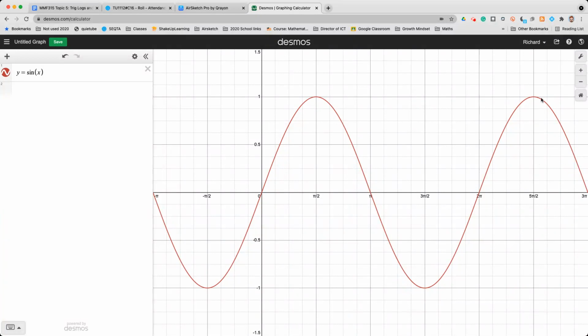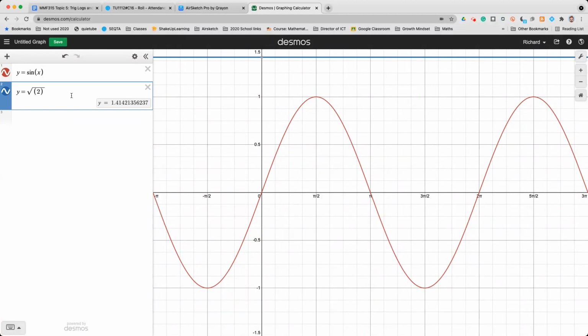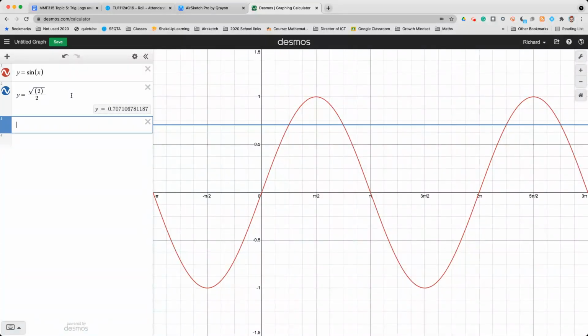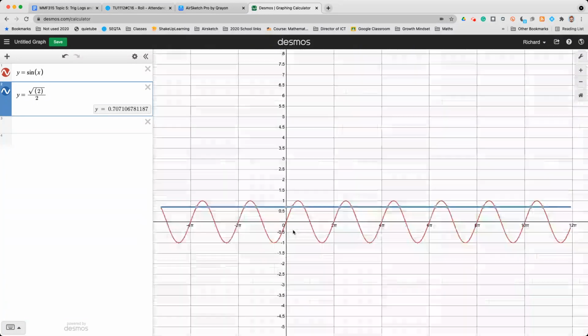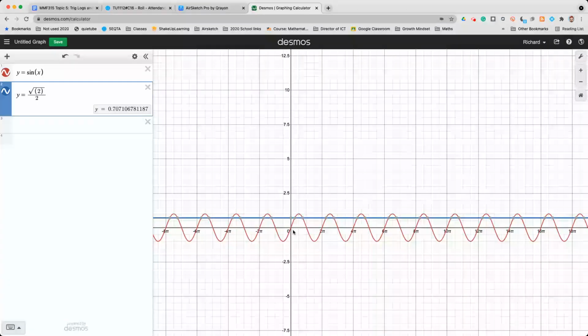So how many solutions are there? Well, in order to work out the solutions, I can put in another line, and my new line is going to be the right-hand side, which is root 2 on 2. So I'm going to go square root 2 divided by 2. And this blue line, where it intersects with the graph, the points of intersection, are possible solutions for this equation. The problem is there's infinite solutions, really.